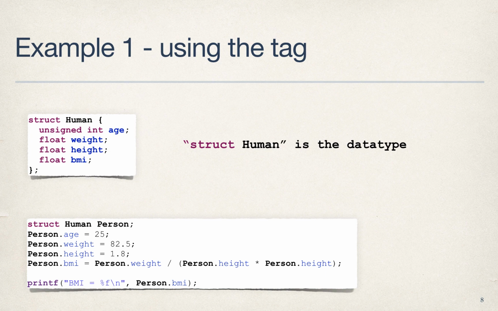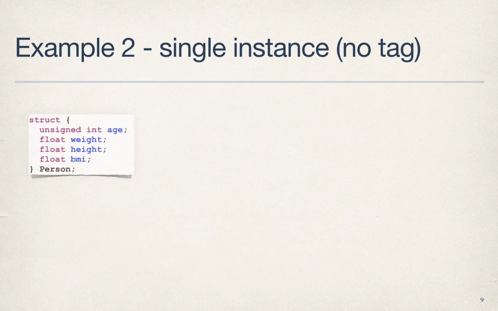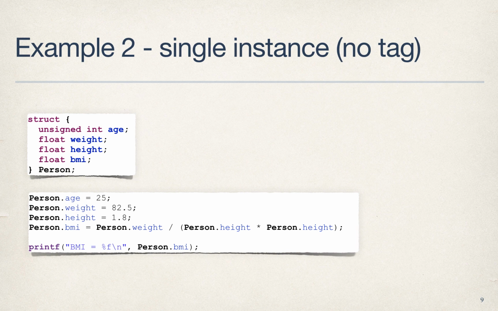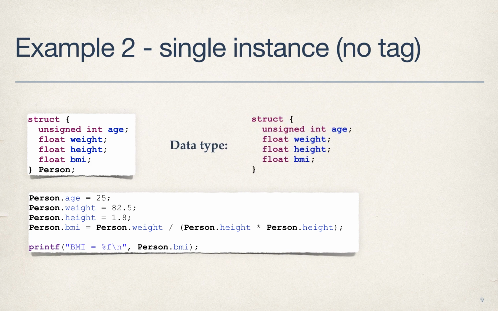If we only want one, we can write it in a slightly shorter form. That would be struct, curly brackets, the properties, and then the variable name. So we can now work with person directly. Person.age is 25, weight, height, etc. The problem with this is that this is where you want a one-off, a singleton, a single instance of it. And here we would say that this is the data type, this complete thing. All right. So you can use either method.